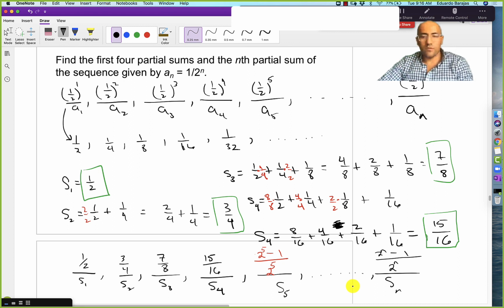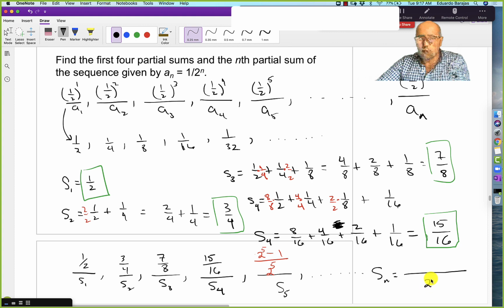This looks weird because now this looks like a giant fraction. That's all weird. So let me rewrite that this way. I'll just say s sub n is equal to a giant fraction where the denominator is 2 to the nth power and the numerator is 2 to the nth power minus 1. So look, we were able to get a nice closed formula for the sequence of partial sums in this case. Any questions?